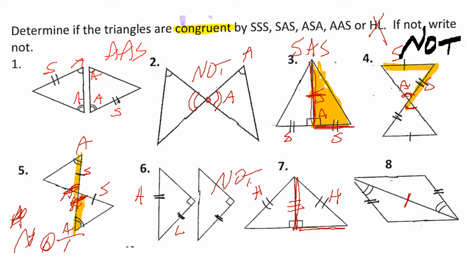That was a leg. That was a side. When I think about these sides of the right triangle, these are called the legs. So yeah, one of the legs is marked right there. So this is going to be hypotenuse leg.